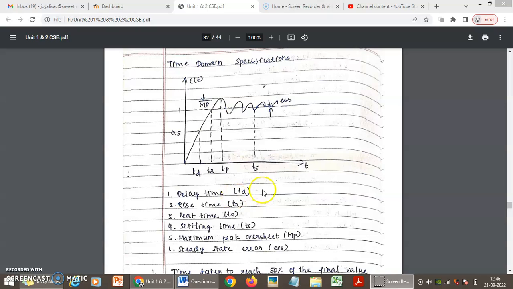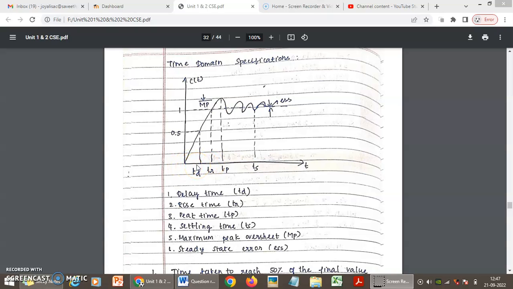What is first, delay time? Delay time is nothing but the time taken for the response to reach 50% of the final value. If this is the final value, in our graph 1 is the final value. So the time taken for reaching 50% of the final value is your delay time. What is rise time? Time taken for the response to rise from 0 to 100%. The time which is taken from 0 to 100. This is your rise time. From here to here, the time taken is your rise time.